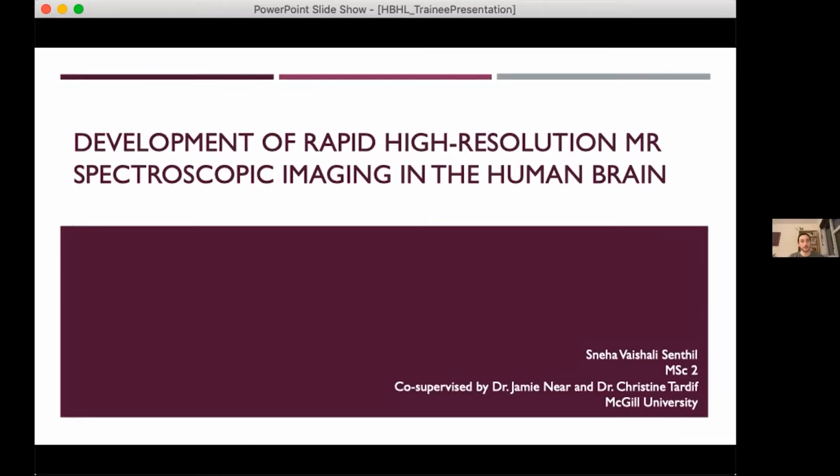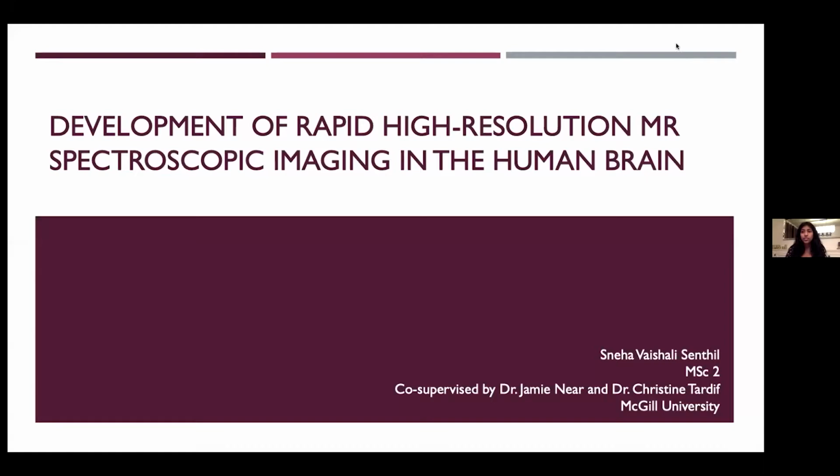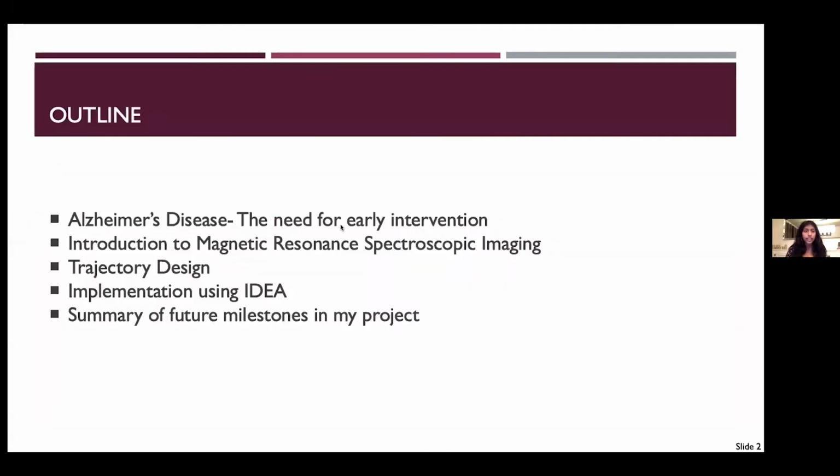And I would be talking about my research project, which is the development of rapid high resolution spectroscopic imaging in the human brain. So here's a brief outline of my project. I would be talking about Alzheimer's disease because that's what my project deals with, and the need for early intervention, which could also help in development of techniques that can prevent the disease.